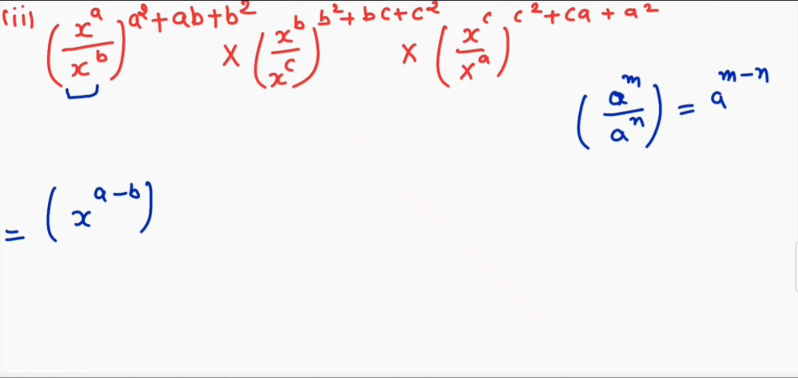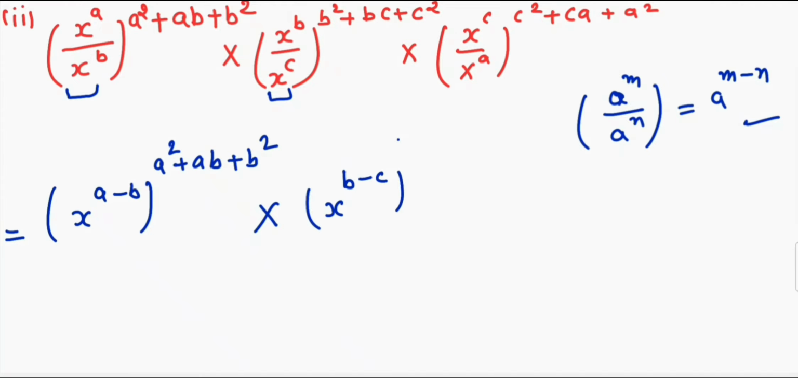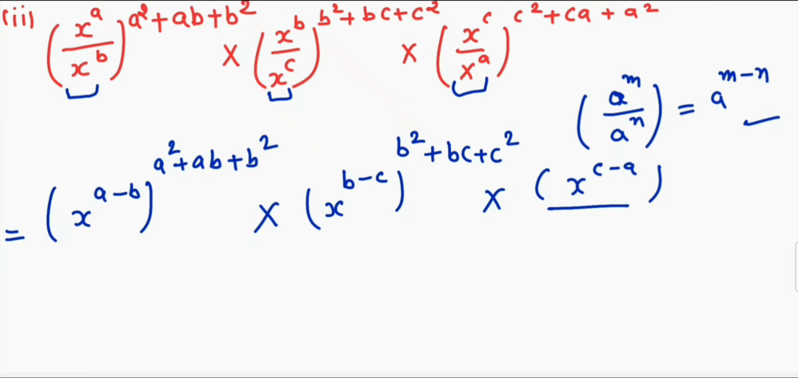minus b, whole raised to power a square plus ab plus b square, into, same here also I will apply this formula. It will become x raised to power b minus c, whole raised to power b square plus bc plus c square, into, here same I will apply this formula. This will become x raised to power c minus a, whole raised to power c square plus ca plus a square. So next I am going to apply this formula now.